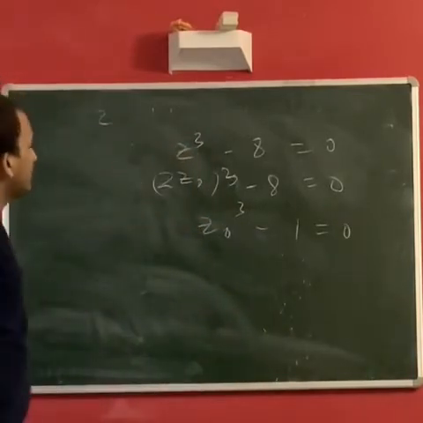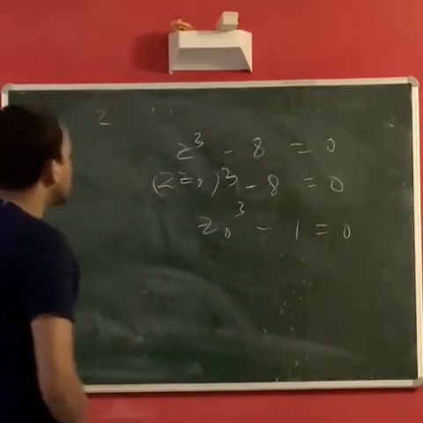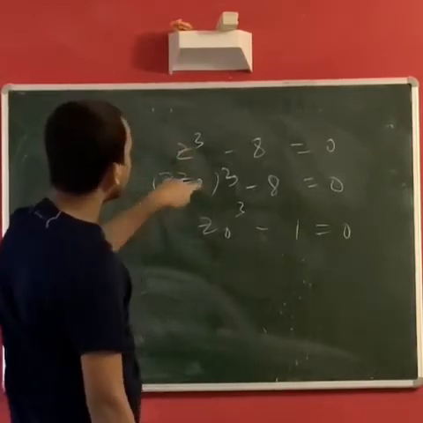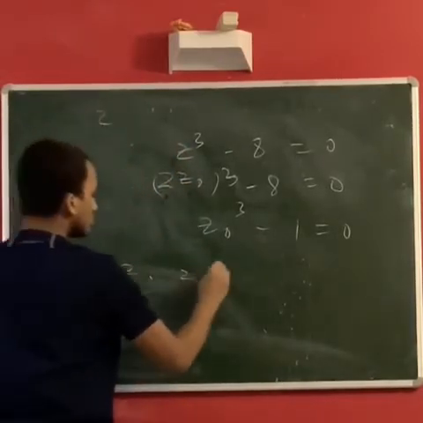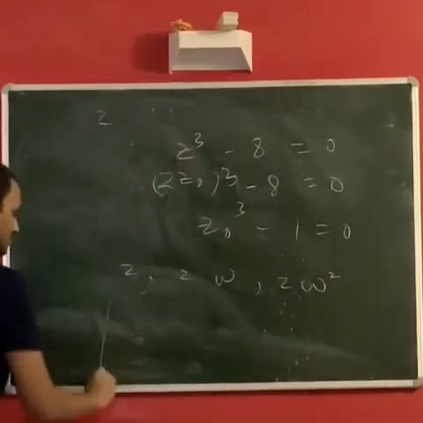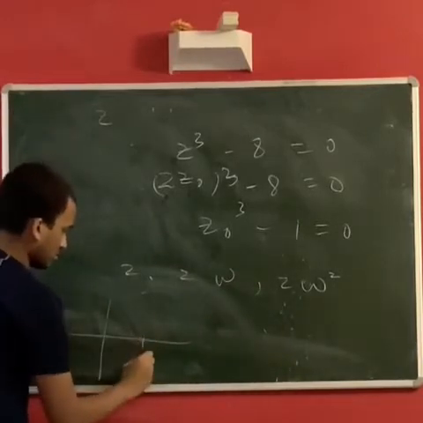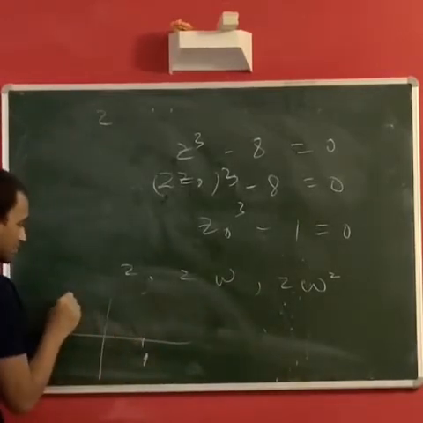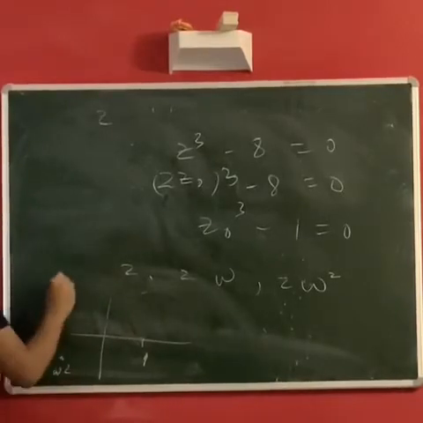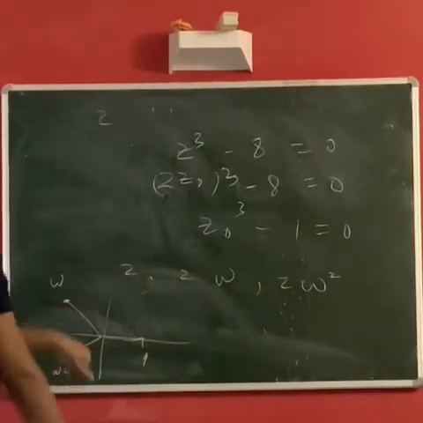And now you notice that the solutions for this equation are just the cube roots of unity. And so the solutions for this equation are just 2 times the cube roots of unity. So the roots are 2, 2 omega, and 2 omega square. By the way, just to note, omega is the one that's on top, minus 1 plus root 3i by 2, and this is omega square in the representation of the cube roots of unity on the complex plane.